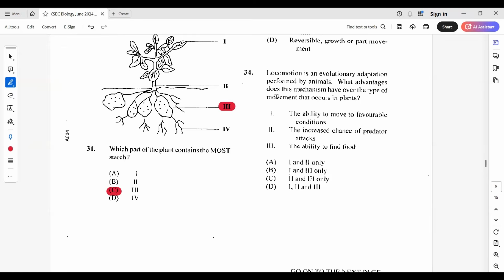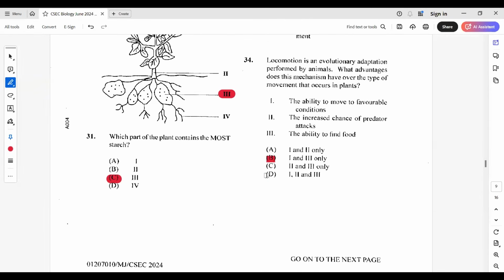Question 34. Locomotion is an evolutionary adaptation performed by animals. What advantages does this mechanism have over the types of movement that occurs in plants? 1, the ability to move to favorable conditions. Yes, yes. 2, the increased chance of predator attacks. Why would it be an advantage to have more predators attack? So 2 is wrong, 2 is out. And 3, the ability to find food. Yes. So we're looking for 1 and 3, which makes the answer for 34, B.